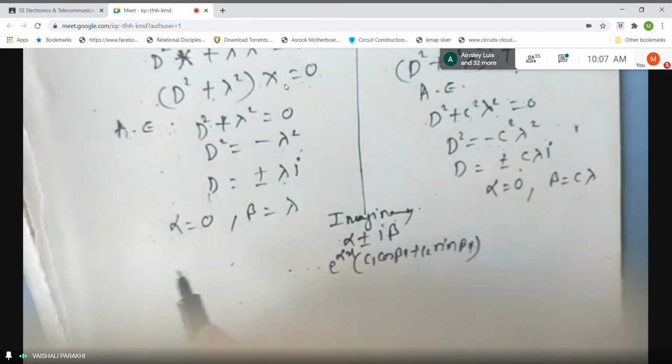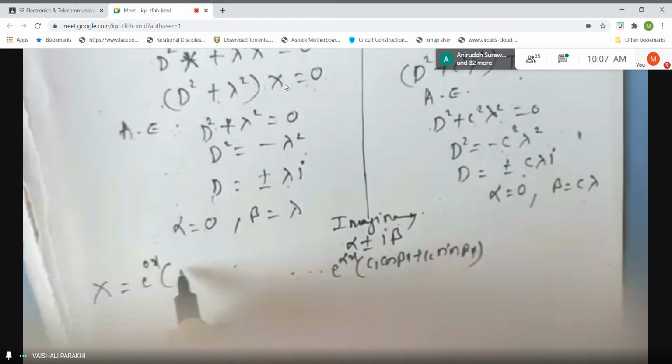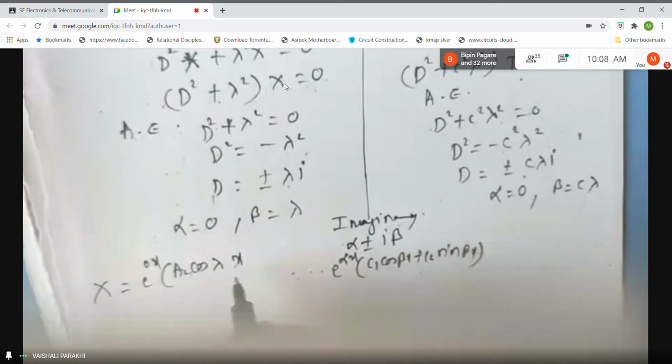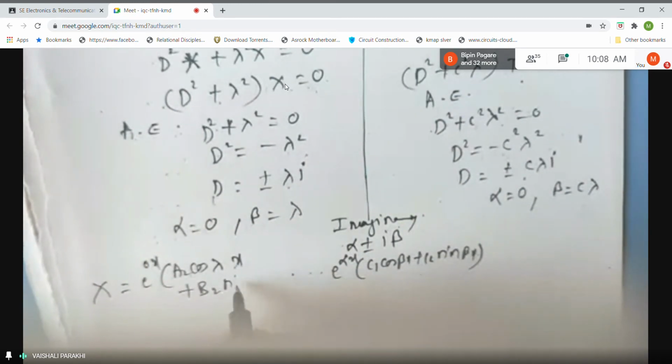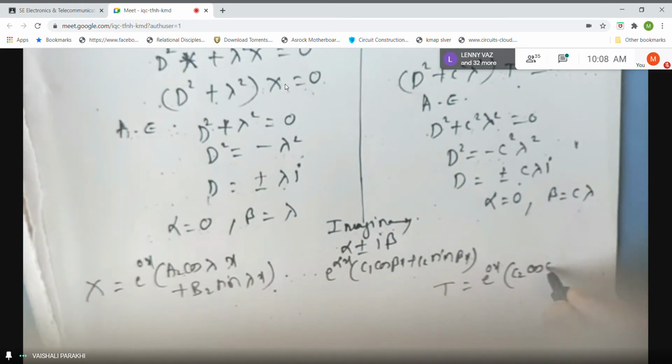Now the left hand side will be capital X. E raised to alpha x means e raised to 0x. In place of C1, C2, you can use the letters A2, B2. So A2 cos of lambda x plus B2 sin of lambda x. Okay. And what will be capital T here? Capital T will be e raised to alpha t, and now we'll use C2, D2. C2 cos of beta t, that is c lambda t, plus D2 sin of beta t.